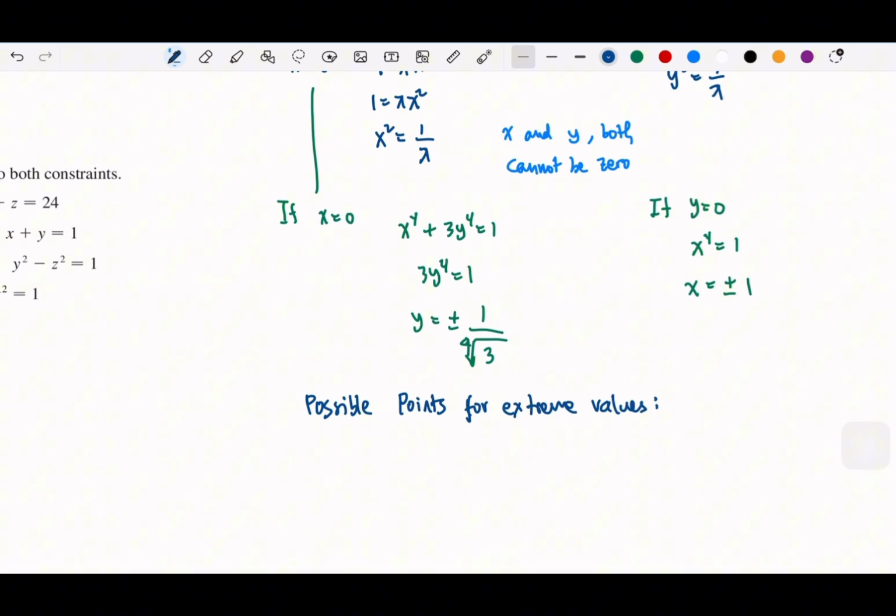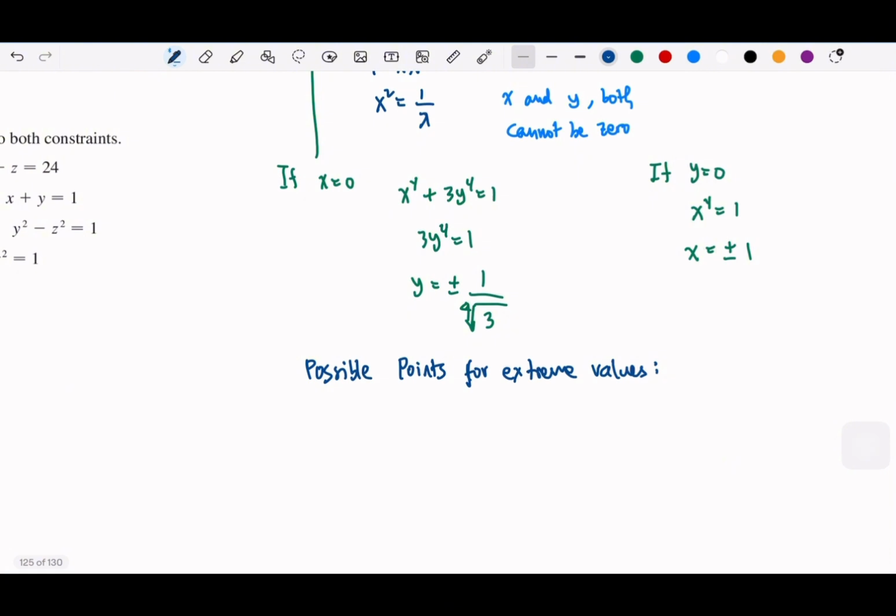If you want to write maybe clearly, you can write the table to make the points clear. So we can have 0 and plus minus this, or we can have plus minus 1, 0. So we have 4 points. If this is plus minus, we have 0 plus this, 0 minus this, 1, 0, and negative 1, 0. So 4 points, okay? So we have these possible points.